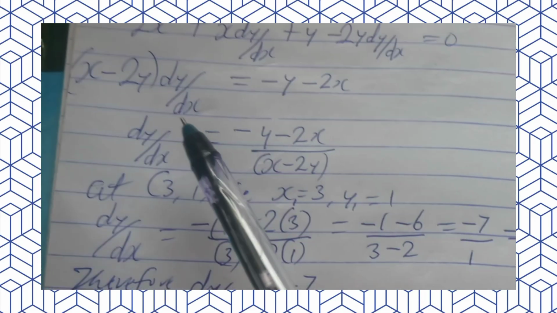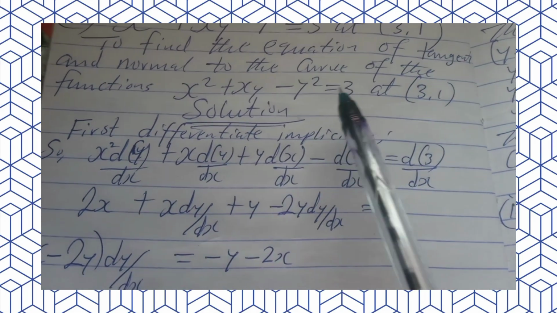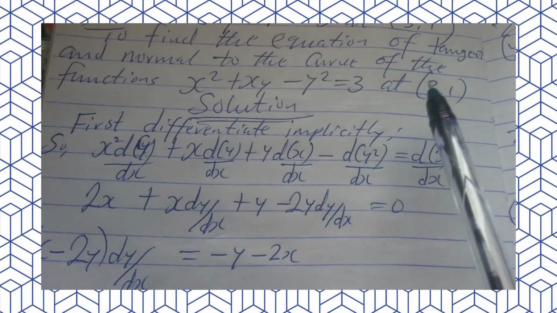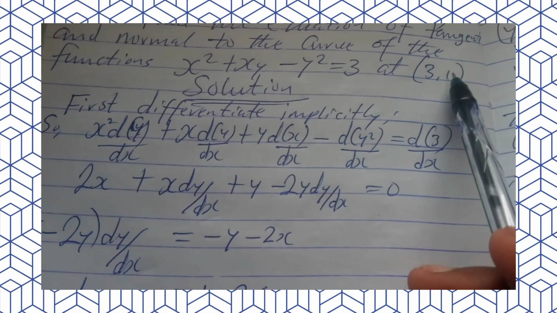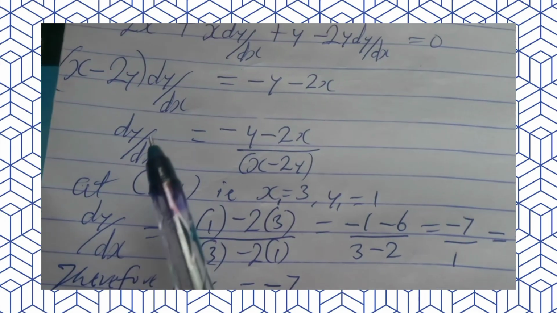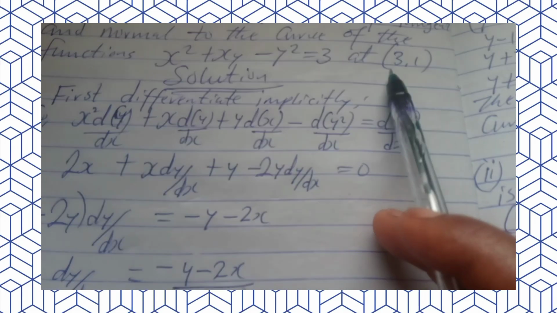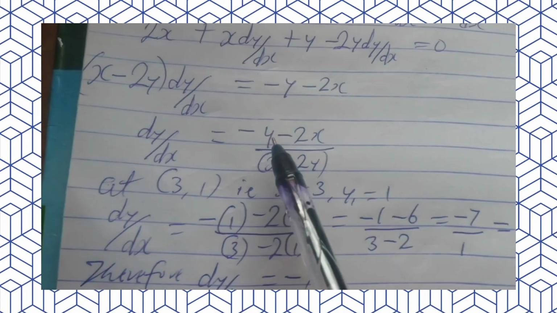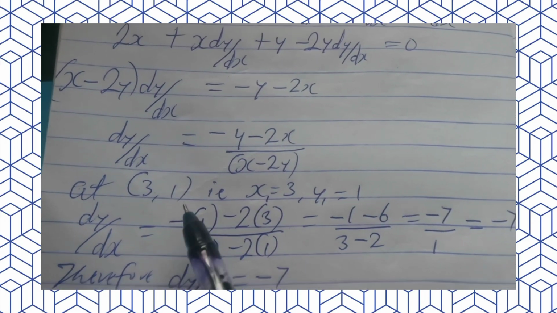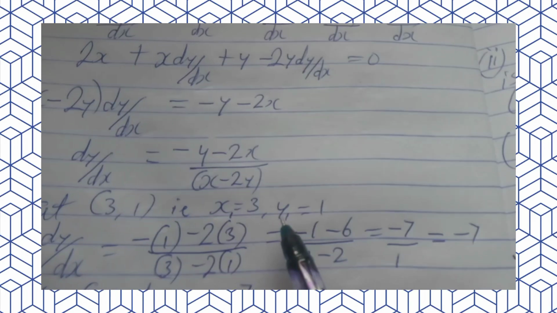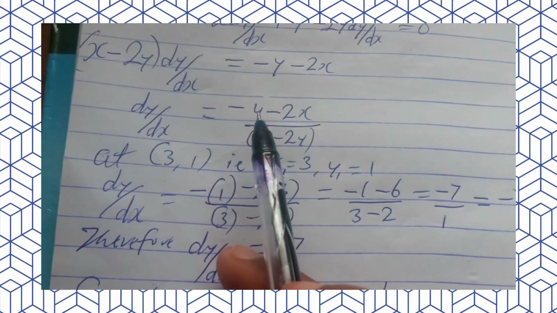Now, with this dy/dx, we know that at the point (3, 1), we are going to find the tangent and the normal of the curve. In a point, the first value is x and the second one is y. So from our dy/dx here, anywhere we see y, our y is 1, and our x is 3. Anywhere we see y, we substitute 1. Anywhere we see x, we substitute 3.